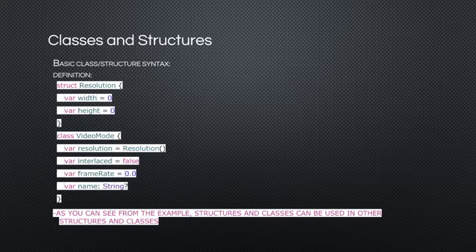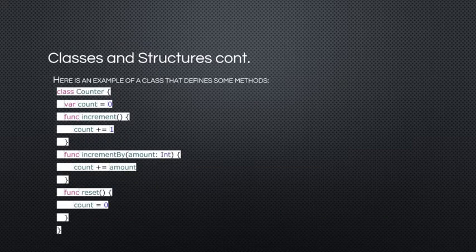So here are a structure and a class defined. This is the basic syntax, and it reads just how you would expect for it to be. Really easy: struct, name, define variables, define methods. Super easy to understand.